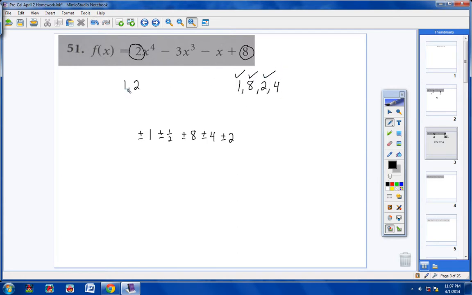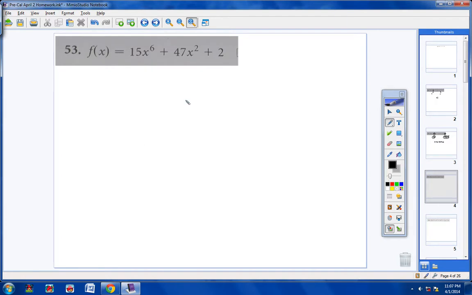4 over 1 is 4, and we already have a 4 right here. And then 4 over 2 is 2, and we already have a 2 here. So we're finished. We used the 4. We took each one of these numbers and put them on top of each number over here. So if any rational zeros exist for this function, they will be somewhere in this list. Okay? All right, moving on to number 53.